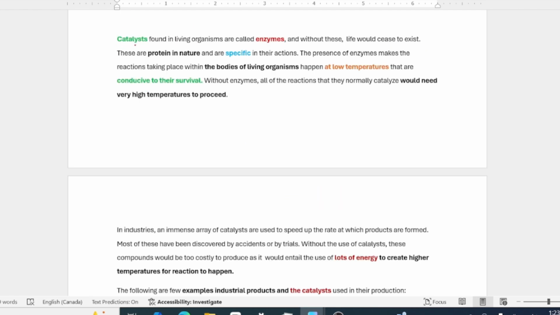Hundreds of catalysts are found in living organisms, and these are called enzymes. Without enzymes, life will cease to exist. Enzymes are protein in nature and are specific in their actions. The presence of enzymes makes the reactions taking place within the bodies of living organisms happen at low temperatures that are conducive to their survival. Without enzymes, therefore, all the reactions that they normally catalyze will need very high temperatures to proceed.